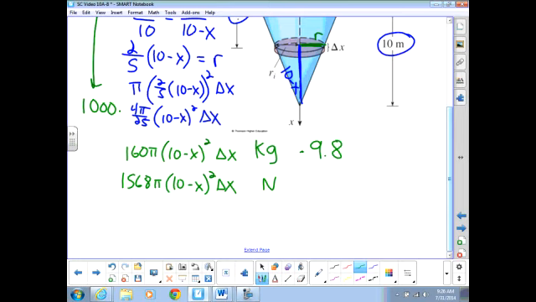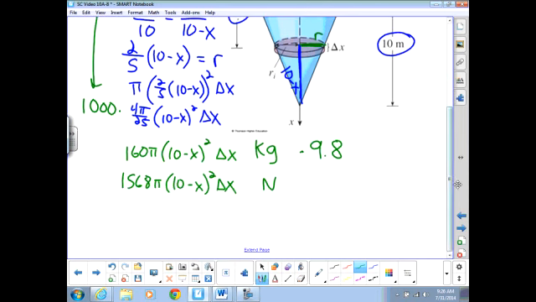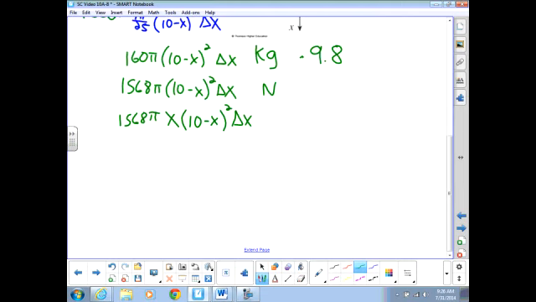Well, to find the work, we just need to multiply it by the distance it's going to travel. Our distance each slice has to travel is this x amount. So our work function then is just multiplying this by x. So we'll have 1568 pi. I'm going to stick the x in here. Again, that's the distance it has to travel to the top. We'll have 10 minus x squared and delta x. So this is our function we'll use to find the work.